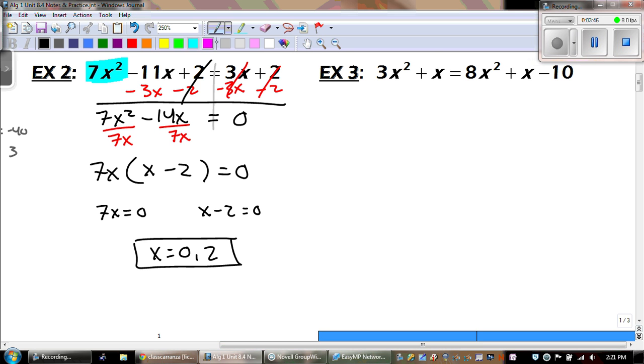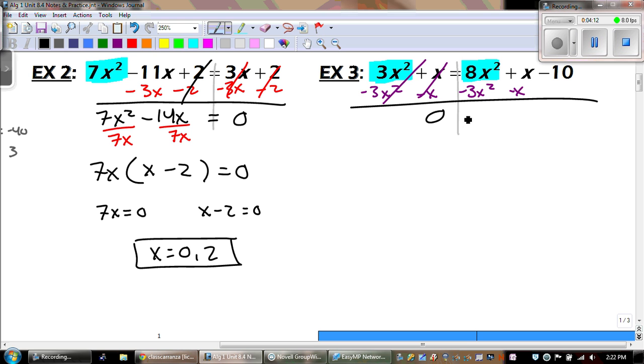All right, last one. What's our quadratic term? Well, I've got 2. So which one's bigger? The 8's bigger and it's positive. So that means I want to move everything to the right. So I'm going to subtract the 3x squared and I'm going to subtract the x. Those cancel. We get a 0. And we get 5x squared. Our x's cancel too. Minus 10.